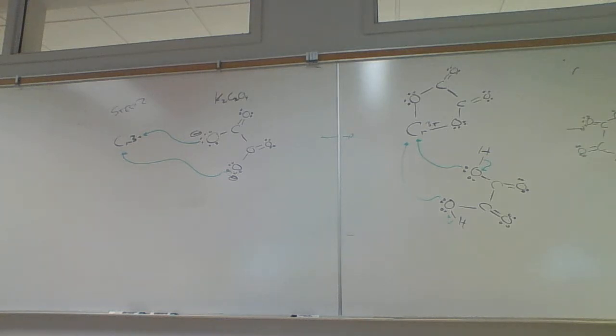Well, let me write out the formula. The formula is going to look like this: the chromium in the center, and then we'll have 3 oxalates attached to that. The total charge here is chromium's 3 plus, oxalates are 2 minus each. So minus 2, minus 4, minus 6, plus 3 gives us minus 3, or 3 minus.